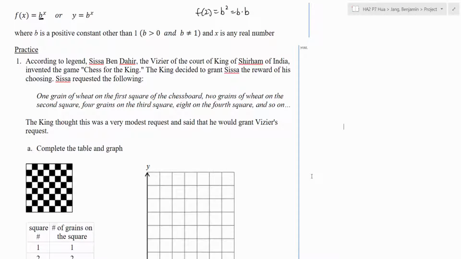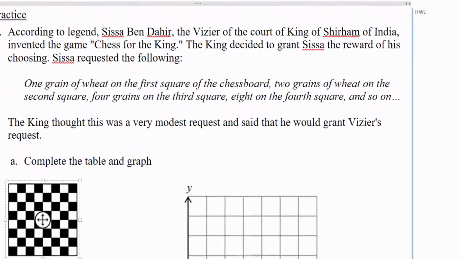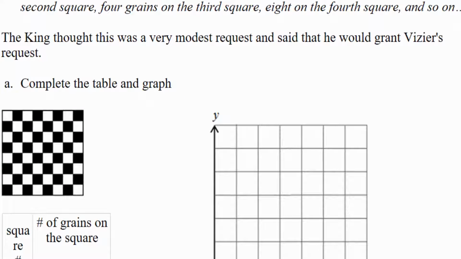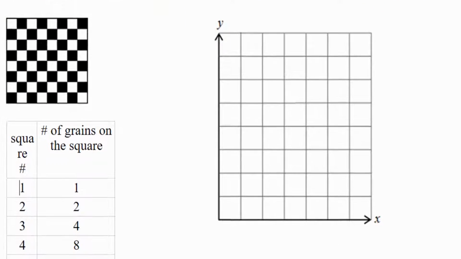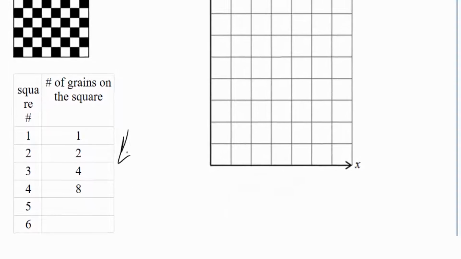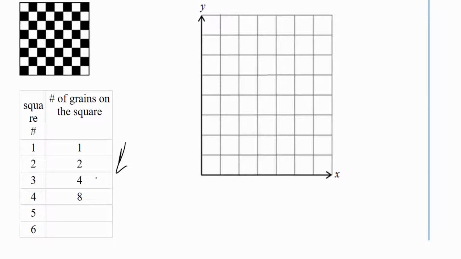Let's take a look at this practice problem to know what exponential growth looks like. 1 grain of wheat on the first square, 2 grains on the second square, 4 on the third, and 8 on the fourth. So let's mark the number of grains on the squares in this table. So we can see that the values get doubled, which also means multiplied by 2.